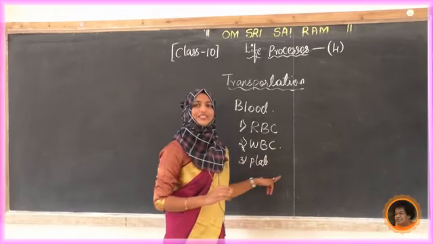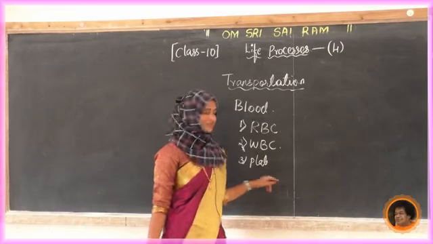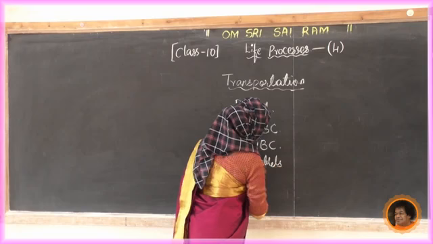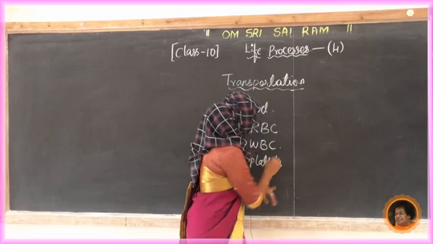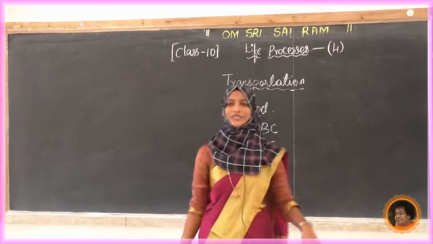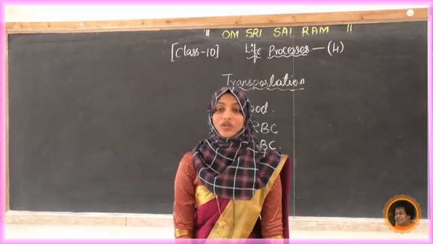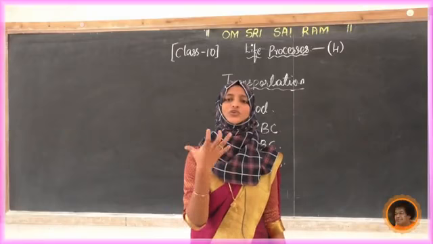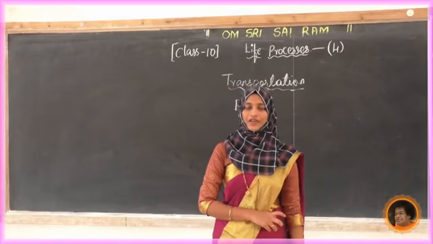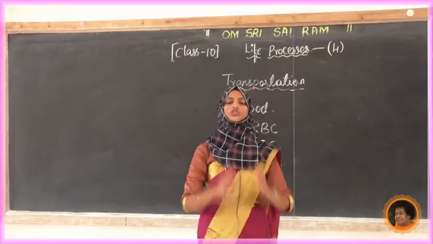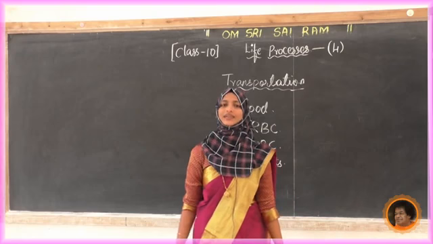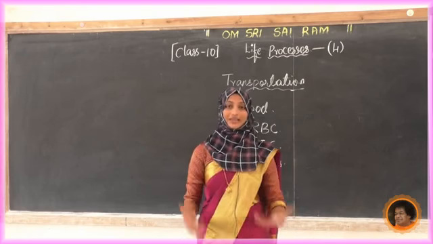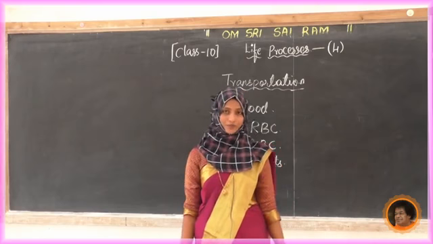Platelets. Do you know what is platelets? Yes? Platelets. So what is it doing? Platelets means what? See, it is going to coagulate the blood. It is helping to coagulate the blood. If in our body the constant number of platelets is not there, what will happen? Our blood won't coagulate soon.